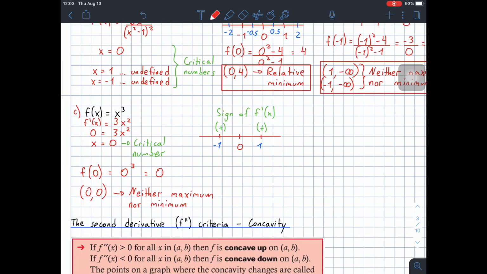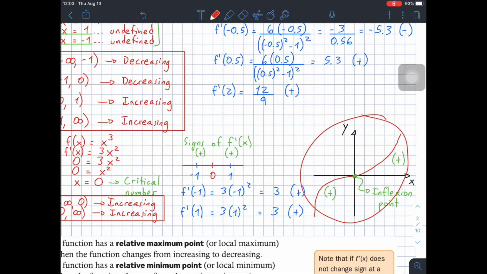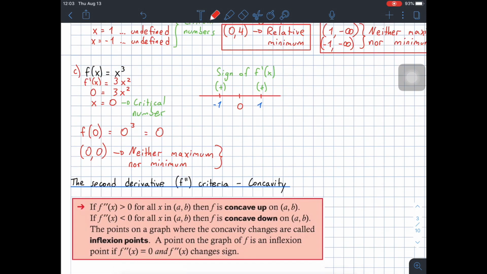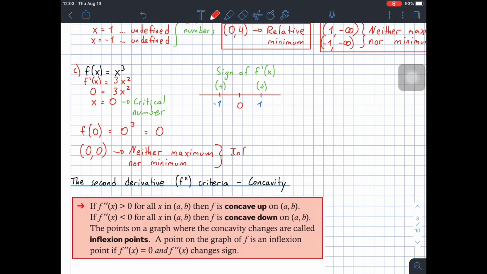And in this case, as I showed you in the graph before, if you remember from last class, the graph for this function, which is this one over here, this is actually an inflection point, okay? Because the function is increasing before that critical number, and then it keeps on increasing after that critical number, and that's what we call an inflection point. So I'm going to write: this is an inflection point.